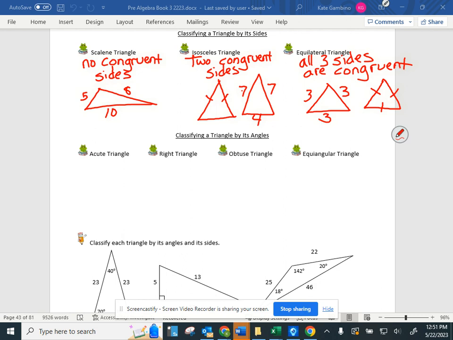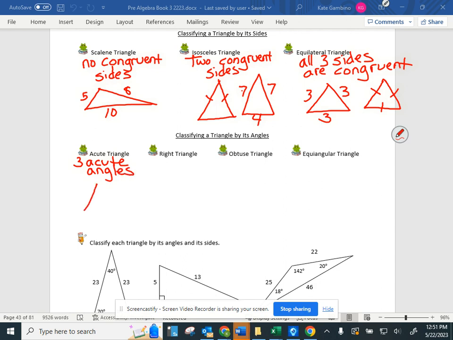It is important to note the difference between side measurements and angle measurement triangles. So all three of these, notice I didn't put anything in their angles. It's just by the sides. The next one, classifying by angles, all of these, we don't care about their side lengths, we care about their angle measurements. What is an acute triangle? Evelyn? Has 3 acute angles. All 3 angles are less than 90.